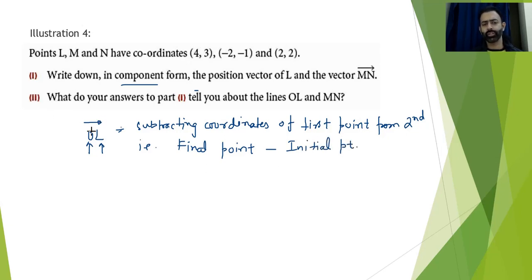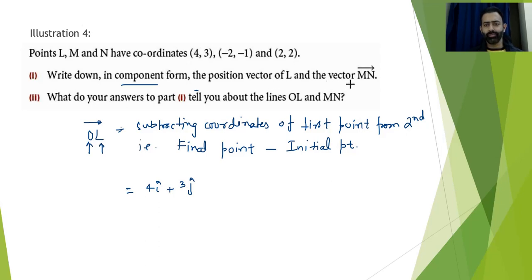Okay, so here, since the final point L has coordinates 4 comma 3 and this is the origin, whose coordinates are 0 comma 0, and as you know, the y coordinate will be subtracted from y only and x from x, so 4 minus 0 is 4, 3 minus 0 is 3. So the position vector is denoted by OL, and in component form we write it as 4 i cap plus 3 j cap.